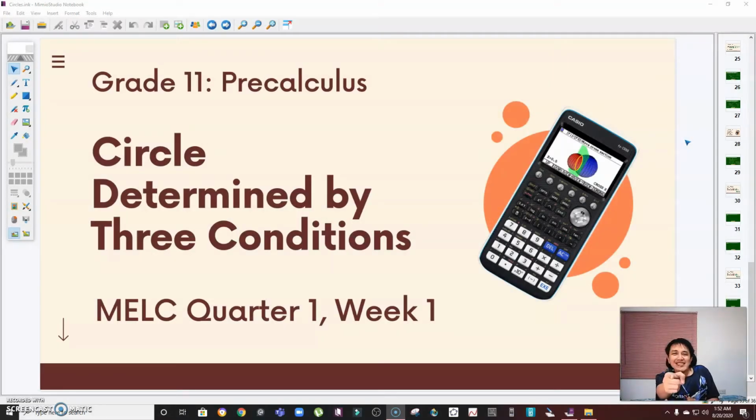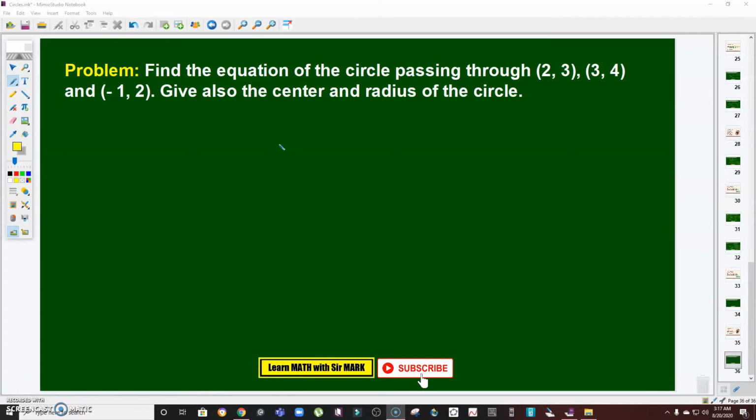So if you're ready, let's go! Here's the problem. Find the equation of the circle passing through the points (2, 3), (3, 4), and (-1, 2). Give also the center and radius of the circle.